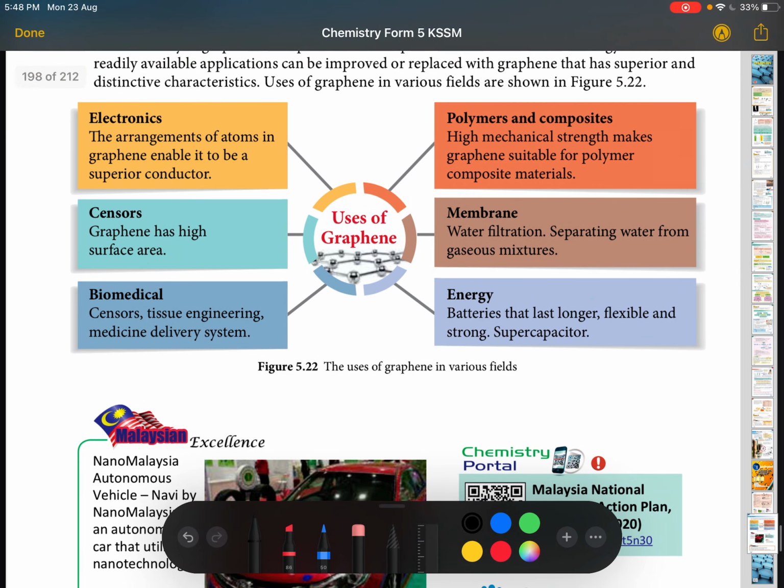Okay, these are the users. Oh, I'm losing voice, so I'm just gonna let you guys read this for a bit. Okay, yeah, I mentioned this one here. The arrangement of atoms. As I said, it has three bonds, so it has one remaining bond for the electron. So because of that, it can become a conductor.